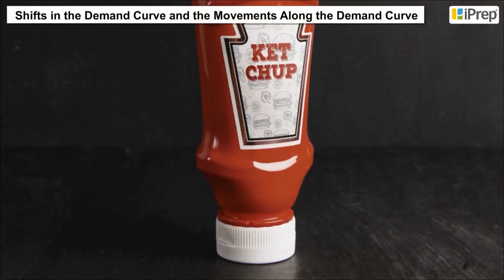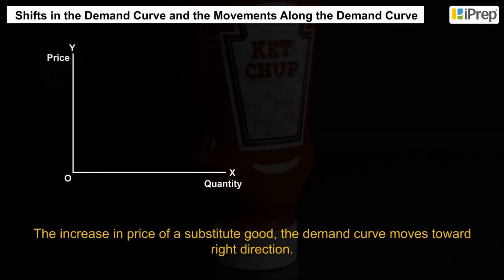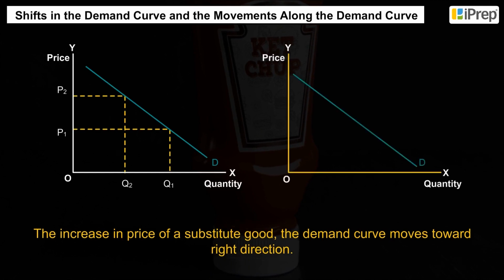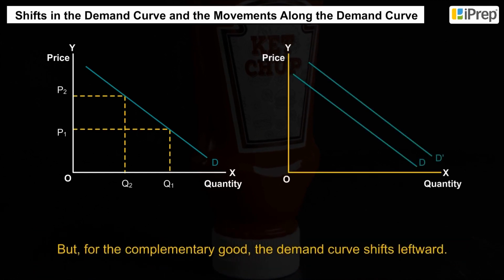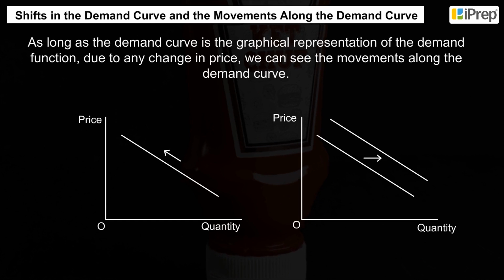Shifts in the demand curve and the movements along the demand curve. With the increase in price of a substitute good, the demand curve moves towards the right direction. But for the complementary good, the demand curve shifts leftward. As long as the demand curve is a graphical representation of the demand function, due to any change in price, we can see the movements along the demand curve.